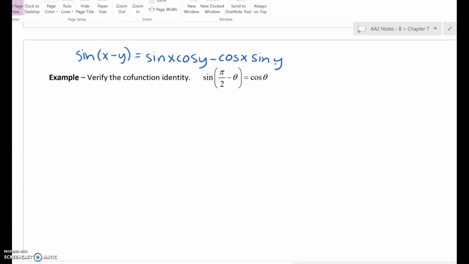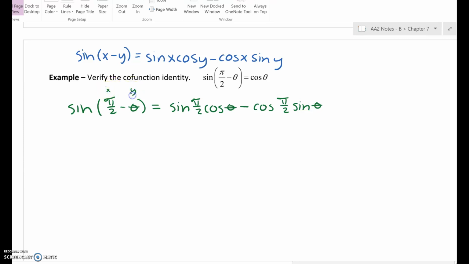So if we want to verify an identity just like we did in last class, you have to start with one side of the problem. Obviously, I'm going to start with the left side, and I have sine of pi over 2 minus theta. So I wrote it down exactly how it was, and then I'm going to plug it into the formula. So that gives me sine of pi over 2 cosine of theta minus cosine of pi over 2 sine of theta. So I just used this as my x and this was my y and plugged it into the formula.